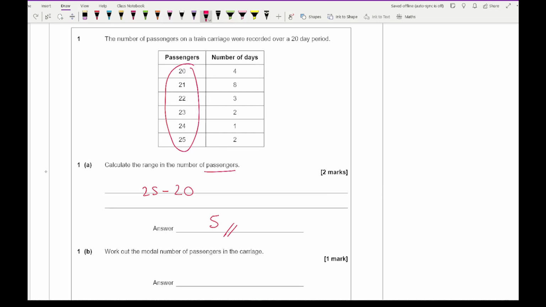For 1B, it then says work out the modal number of passengers in the carriage. So this is for which row's got the highest frequency, and that's going to be 21.